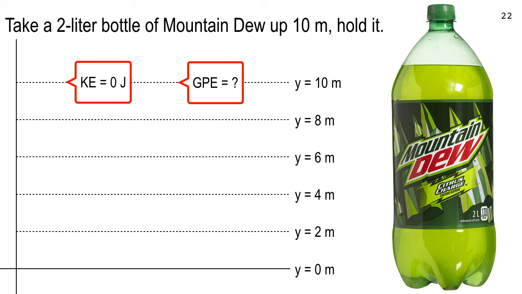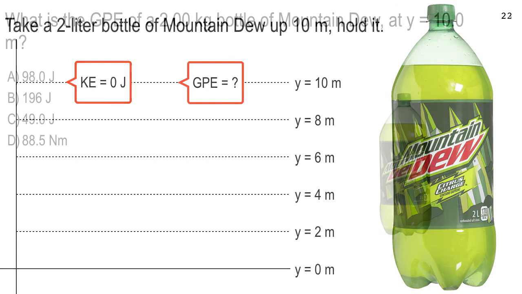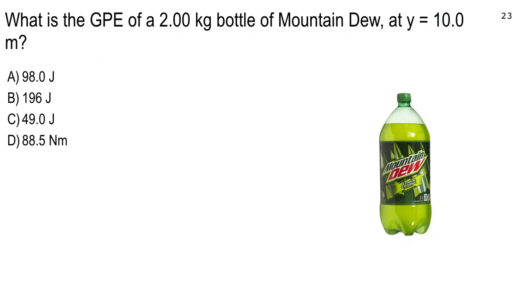Next question, here we go. Minus mg delta y. What is GPE of a 2 kilogram bottle of Mountain Dew at 10 meters altitude? So this is 10 meters above the sidewalk. And go ahead and vote. And hopefully this one's cinchy.